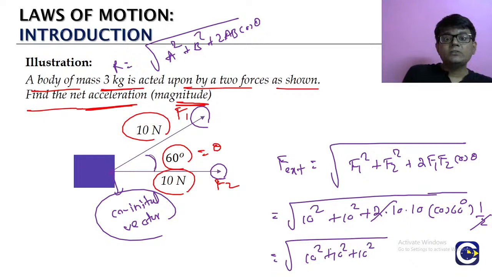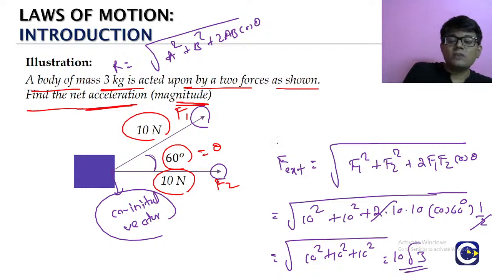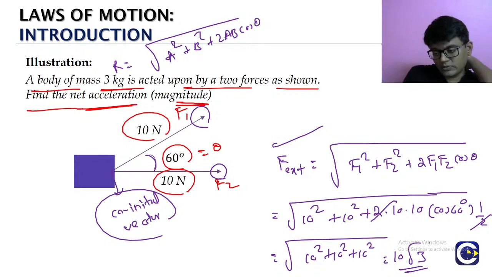That is 3 into 10 square. So 10 square will come out of the root, meaning it will come out as 10. So what is the net external force? It is 10 root 3 newtons.